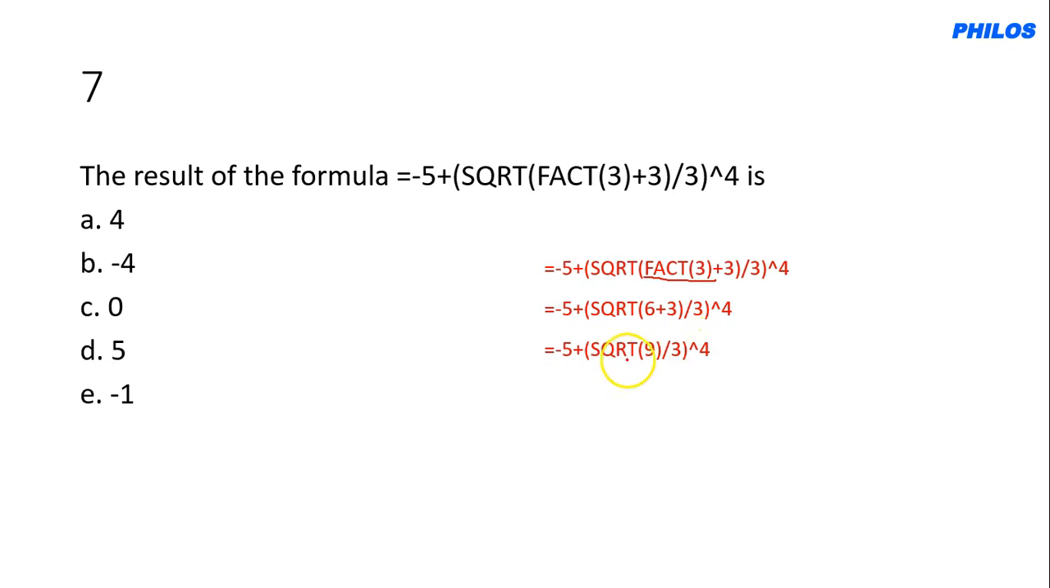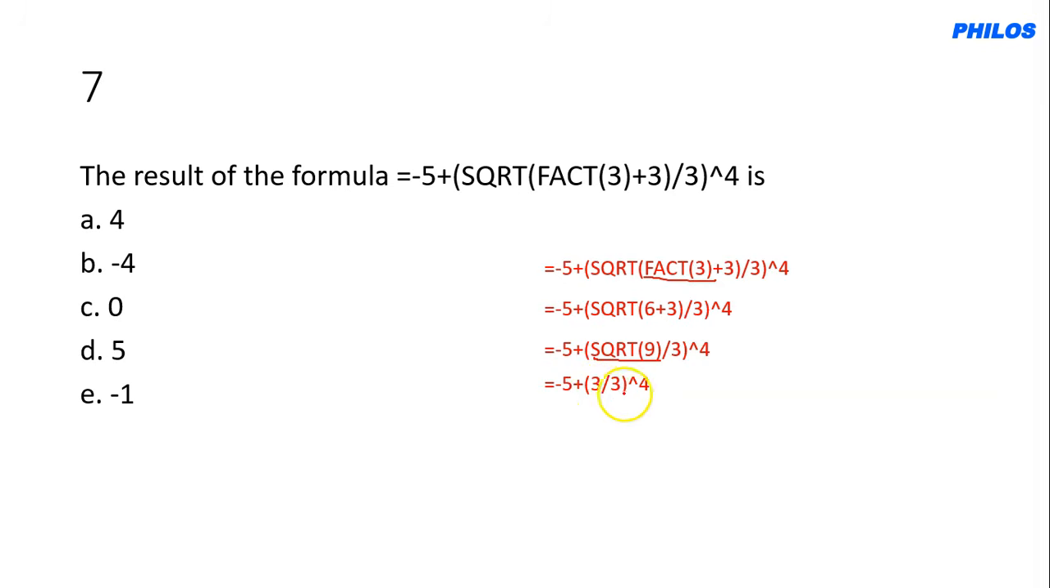Now, SQRT 9 also means square root of 9. When you have SQRT 16, it means square root of 16. So, what is the square root of 9? The square root of 9 is what? 3, isn't it? So we have -5 plus into bracket. Since square root of 9 gives us 3, so we write 3 there. Divided by 3, bracket close, exponent 4.